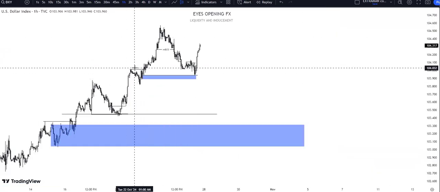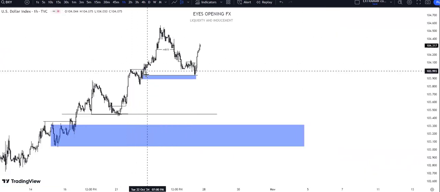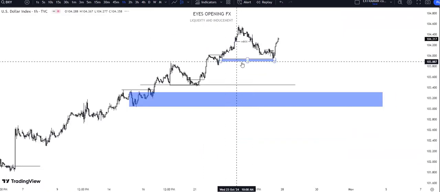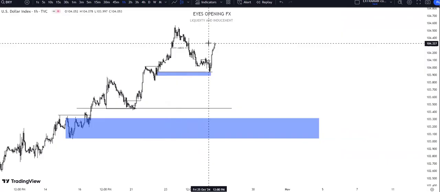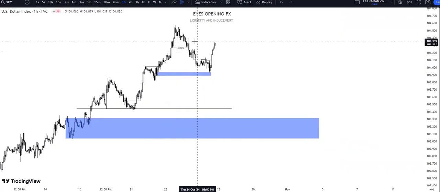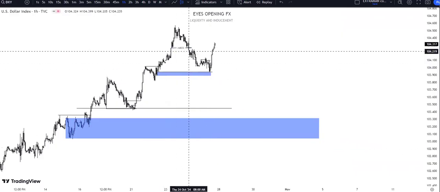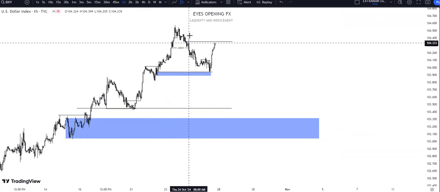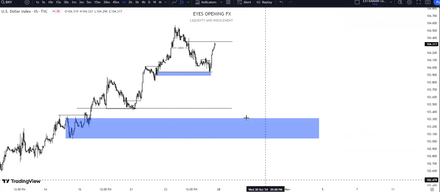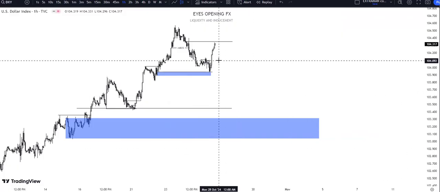On DXY, we have a short-term break of structure right here to the upside. Market came down here, induced liquidity, and started running upside. So this market is running upside. We have major POIs that market can retrace from. One is this void in a week right here, so it's a void in a week for pullbacks.